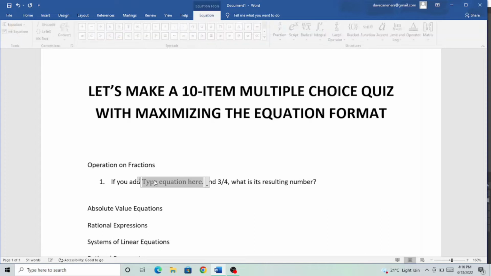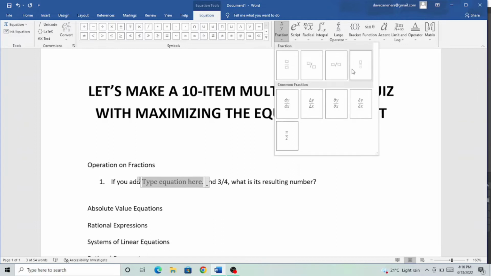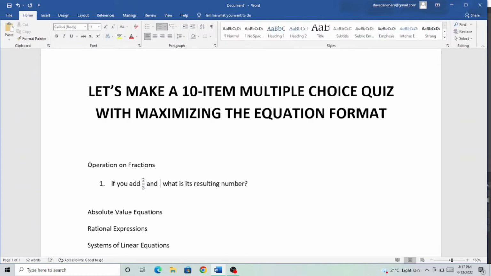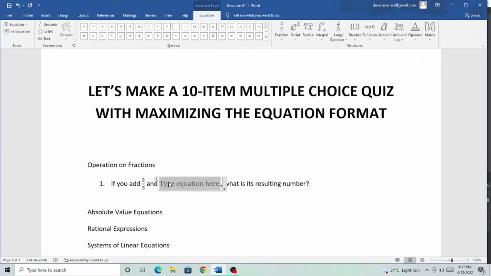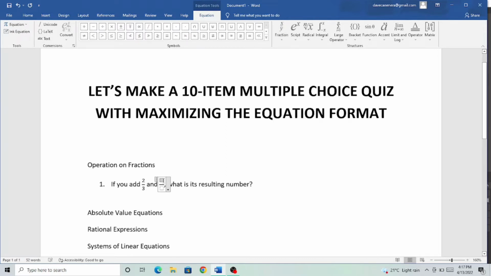Just click alt plus, then choose the fraction structure. You have different choices here, but I will choose this stacked fraction. Let's insert here 2 over 3, and also for the 3 over 4, click alt plus, pick the fraction, and just type 3 over 4. So what is its resulting number?